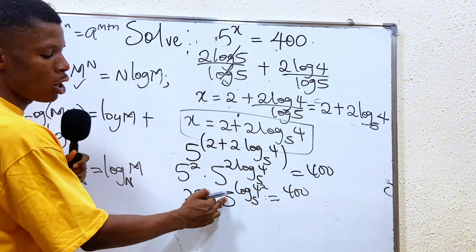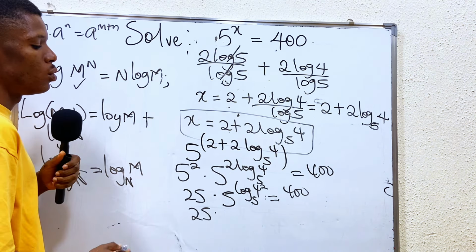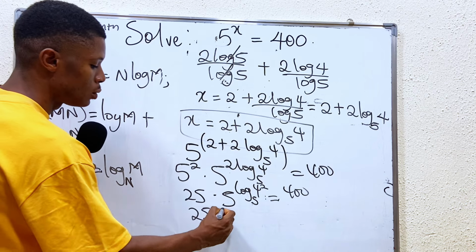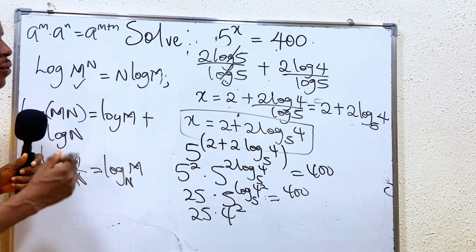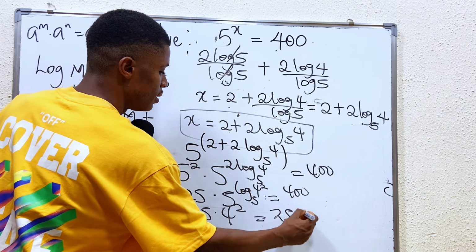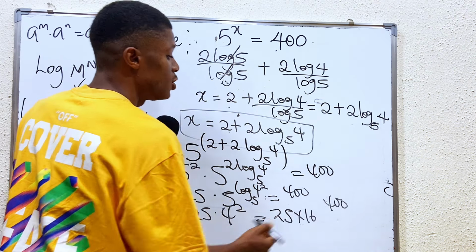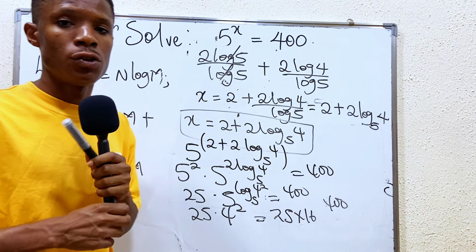Whenever we have a number raised to the same base in log, we just take the number, which is 4 squared. So 4 squared is 16. What do we have? We have 25 times 16. 25 times 16 is 400. This shows that our answer is 100% right.